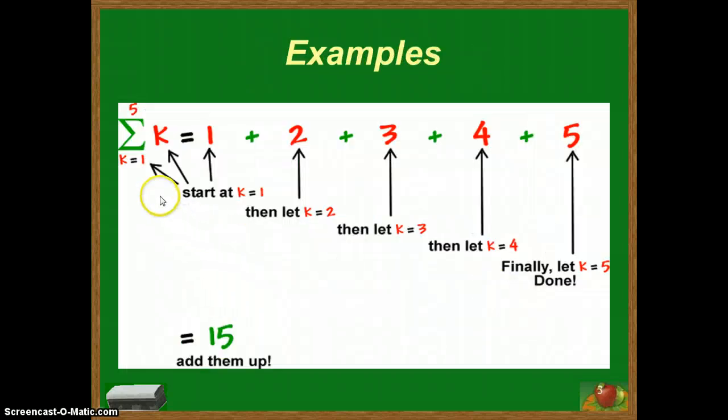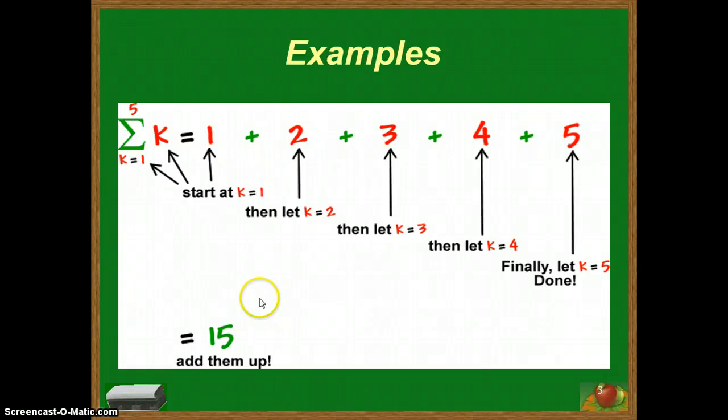Here's an example. Let's say we have the summation of k equals 1 all the way to 5. k starts at 1, it tells us, and all we do is kick the counter up 1 each time: add 1, add 2, add 3, add 4, add 5, and this comes out to be 15.